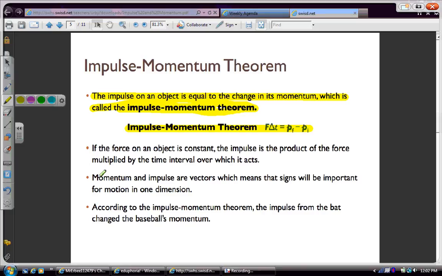The other important thing to get off this slide is going to be that the momentum and impulse are vectors. So the sign is going to be important. It's going to tell you directional information about the object in one dimension. So really important that you understand that they are vectors, just like velocity.